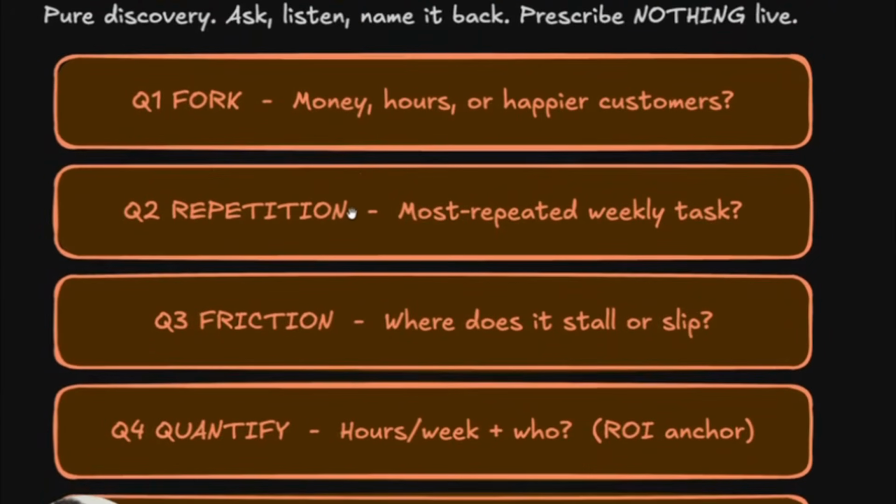Meeting 1 is the 15-minute fact-finding meeting, and this is purely discovery. All we do is we ask questions, we listen to them, and we name back to them the exact pain points that they give us during this conversation. The trap that a lot of people fall into here is they start prescribing tools or prescribing solutions on this first call. The key in this first call is we prescribe nothing. We just listen and we just ask questions.